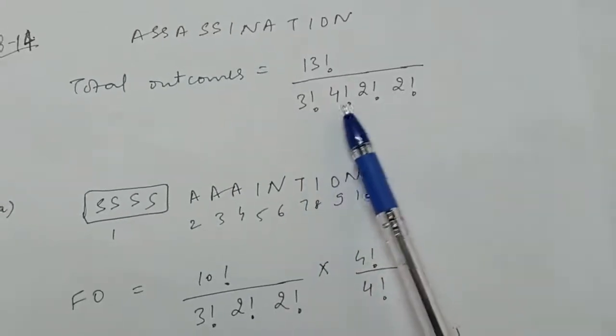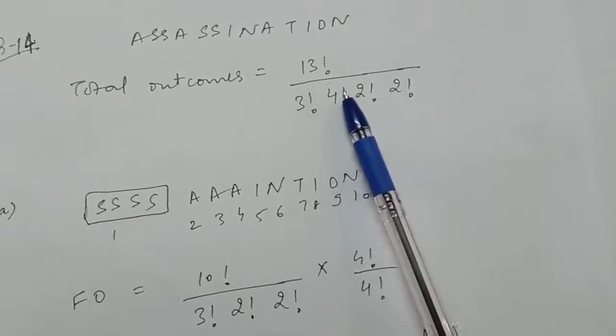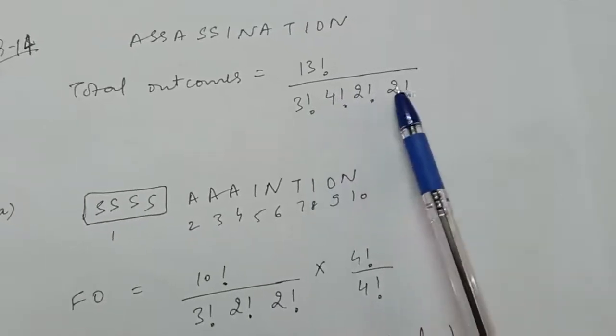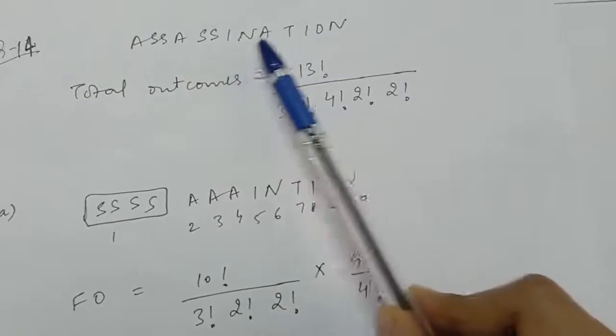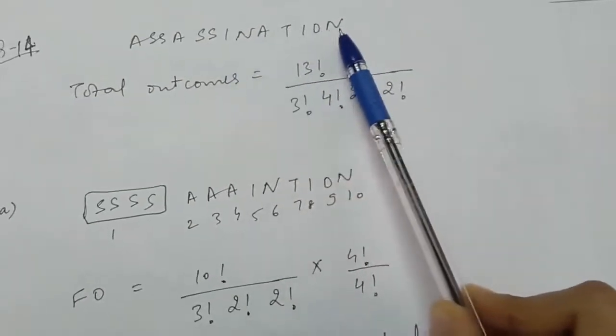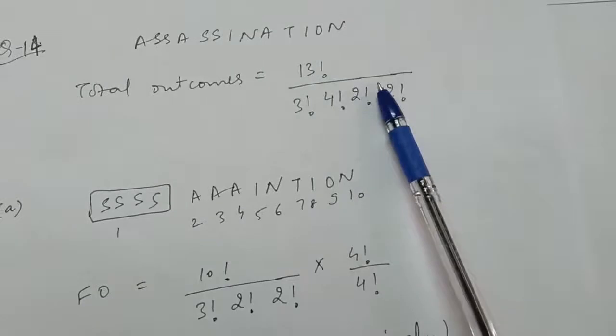Now S is repeating 4 times, therefore divide this by 4 factorial, and 2 times by 2 factorial, because I is repeating twice and N is also repeating twice, right? So these are the total outcomes.